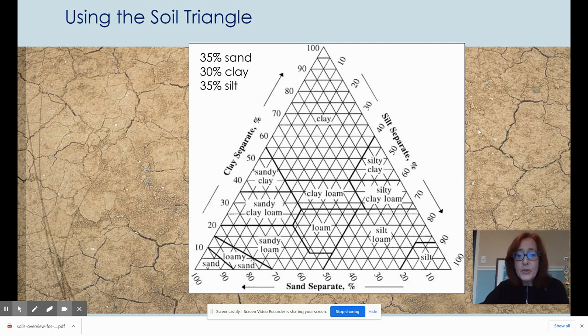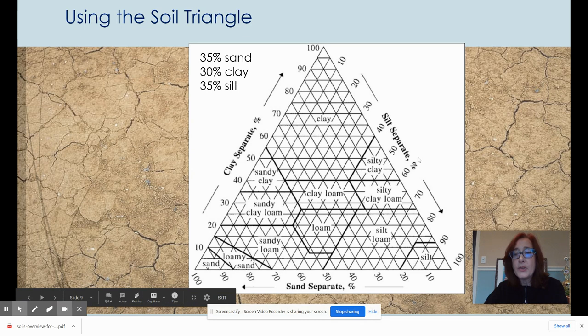Okay, using the soil triangle. So here it is. This is the soil triangle. Let's say we have 35% sand, 30% clay, and 35% silt. We have sand across the bottom, clay across this side, and silt over here. We're talking about the separates, so this is once the clay is separated, right?